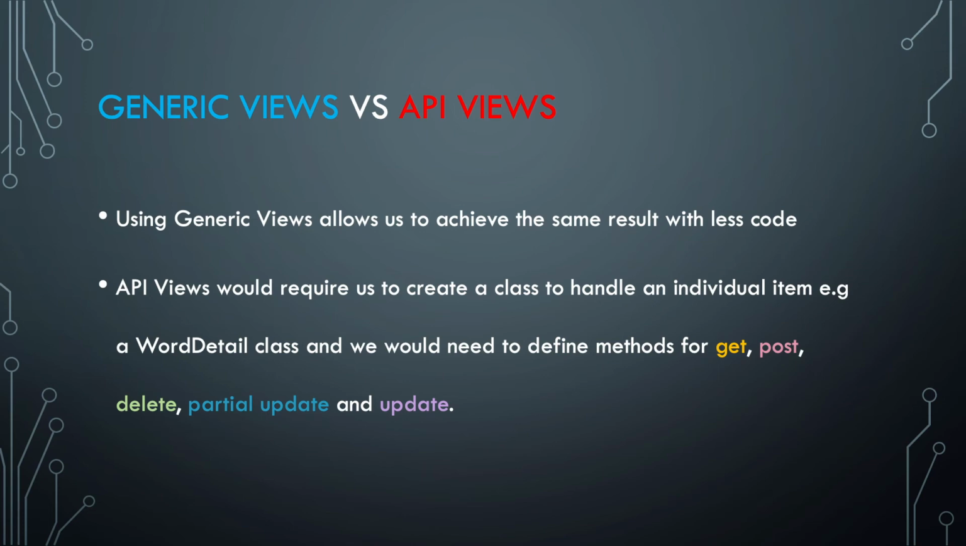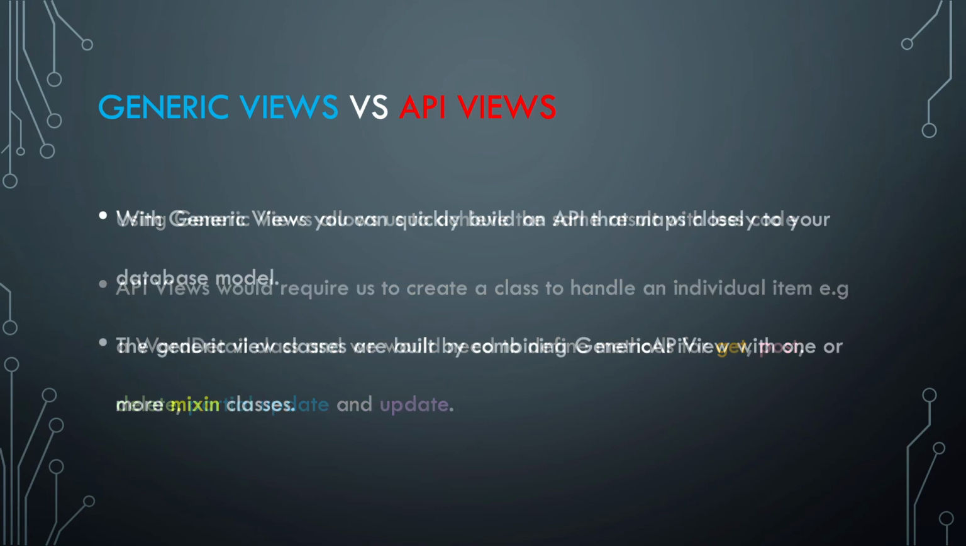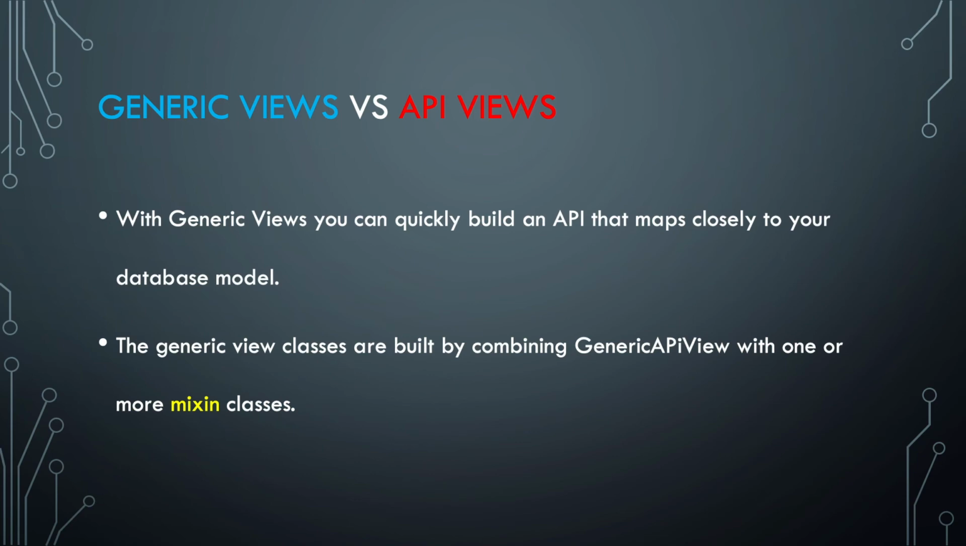For example, we would need to create a word detail class, and we would need to define methods for get, post, delete, partial update, and update. With generic views, you can quickly build an API that maps closely to your database model. The generic view classes are built by combining generic API view with one or more mixin classes.